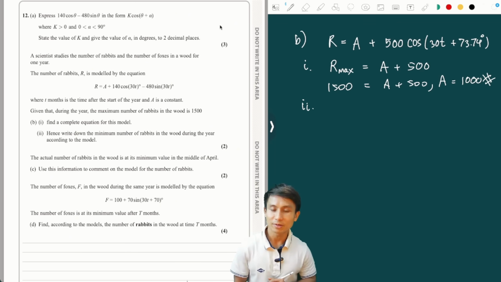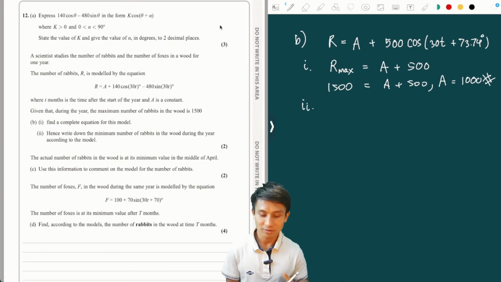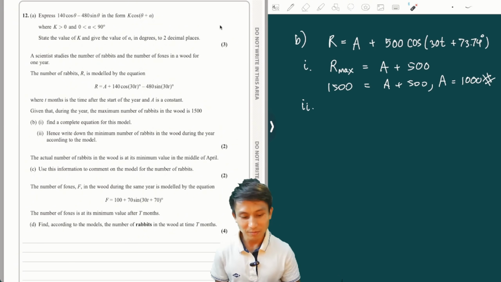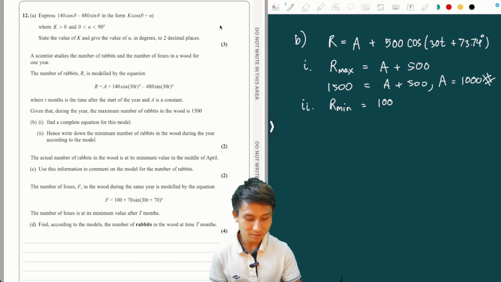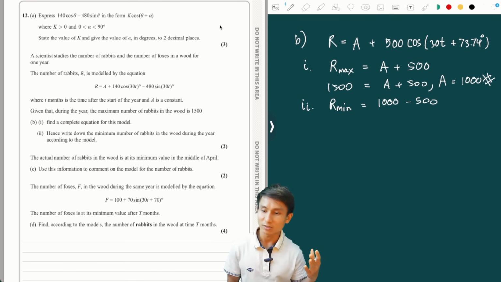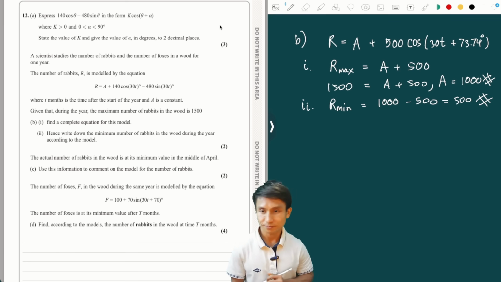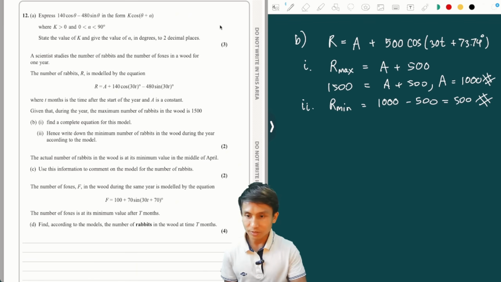Hence, write down the minimum number of rabbits in the wood during the year according to the model. The minimum number. Well, if the maximum number is 1500, and we already know that A is 1000, so the minimum number, R min, would be 1000, which is the A there, minus 500, right? Because now we want minimum. So the cos function there should go to -1. So it's 500. Yeah? Okay, so B is done.